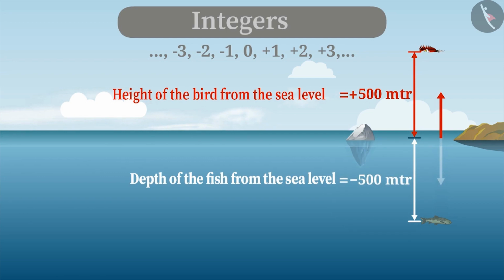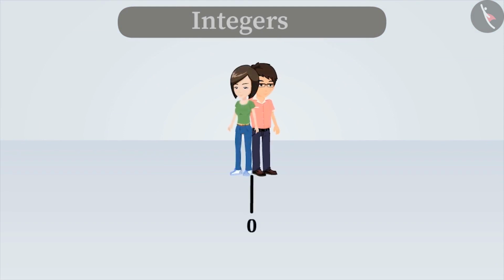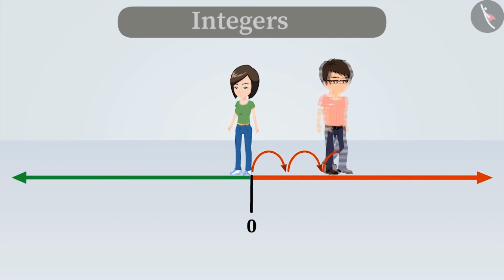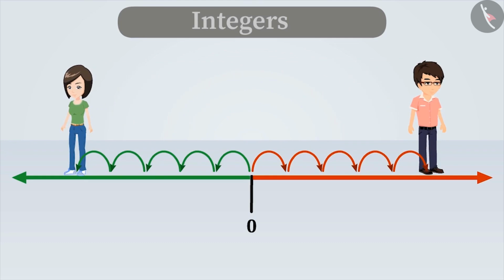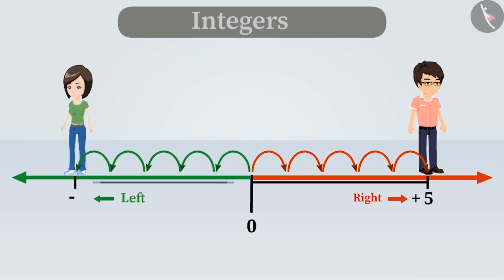Now let's consider some more examples of integers to understand it much better. Let's suppose Rahul and Ruchika start walking in opposite directions from a point, say 0. Rahul walks 5 steps towards the right from 0 and Ruchika walks 5 steps towards the left. How would you represent their distance from the initial point 0? Think about it. You are right. The steps towards the right are shown by a positive sign, and those towards the left are shown with a negative sign. Therefore, Rahul has taken 5 steps and Ruchika has taken minus 5 steps.